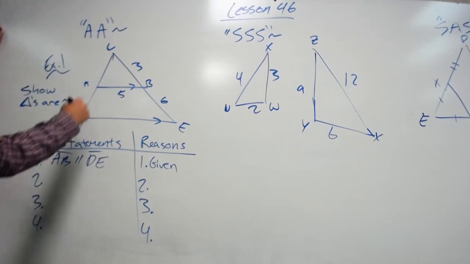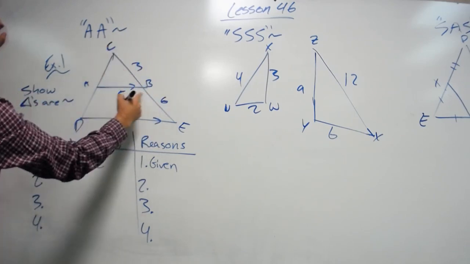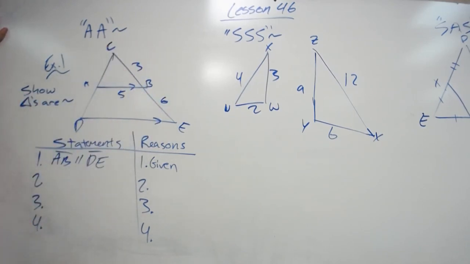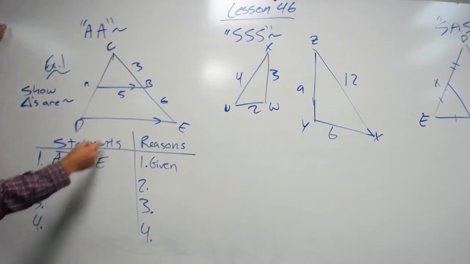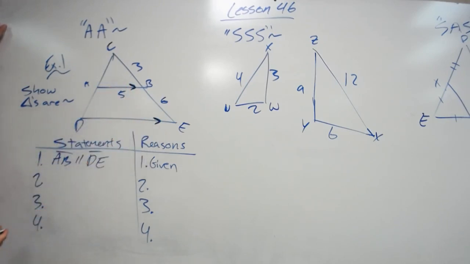We're going to show that triangle ACB is similar to triangle DCE. So what has been given is AB and DE are parallel. We have parallel signs right here. So what can we do to prove that these have angle similarity?